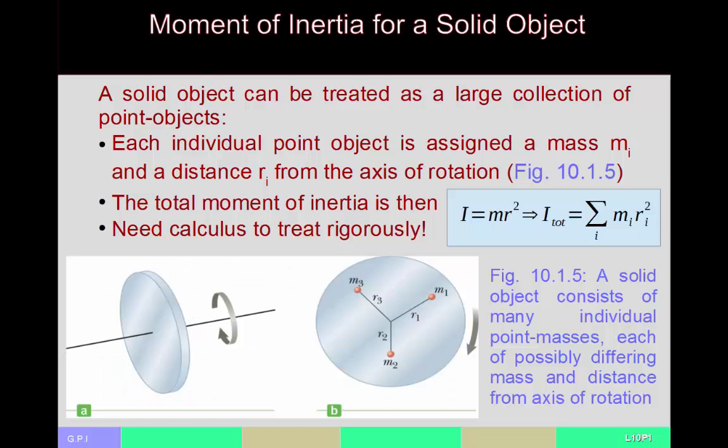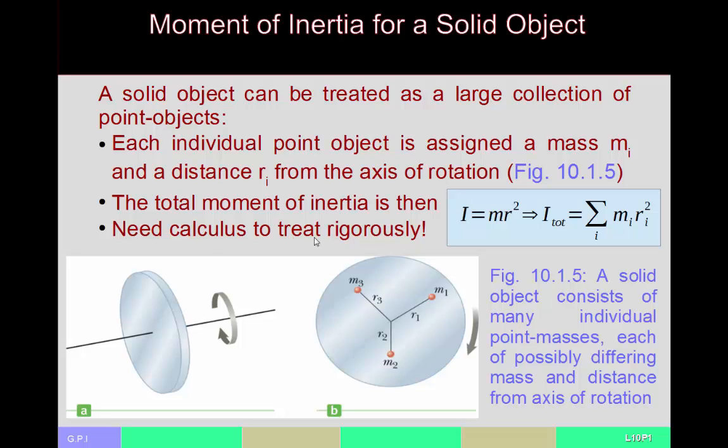All right, so what about finding the moment of inertia for a solid object? If you have a solid object, or even a large collection with many, many individual point masses, you basically treat it as follows. You take each individual point mass and you find what the distance from the axis of rotation is. You then multiply the mass times the radius from the axis of rotation squared. Then you add up all of these individual masses times all of these individual distances, and when you've added everything up, you've now got the moment of inertia for a large solid object, or for many, many individual smaller masses.